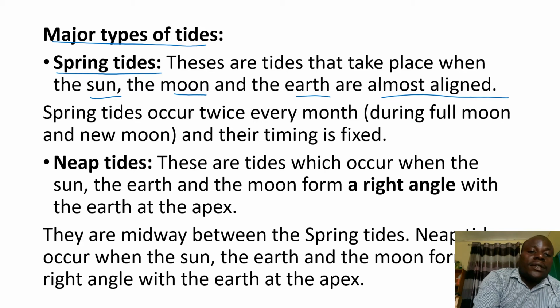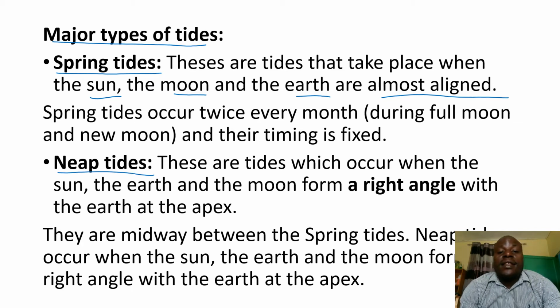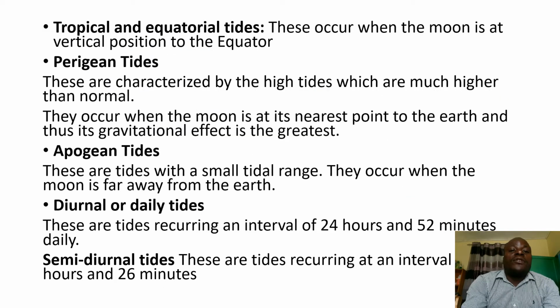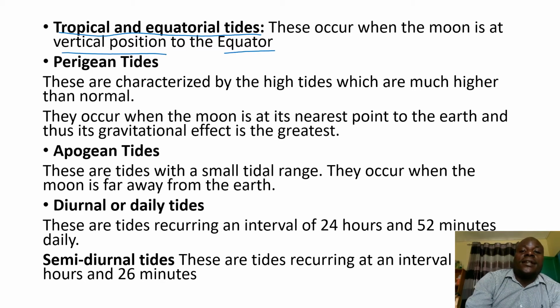We have neap tides. These are tides which occur when the sun, the earth, and the moon form a right angle with the earth at the apex, at the top. We have tropical or equatorial tides. These occur when the moon is at vertical position to the equator. The moon is overhead the equator.